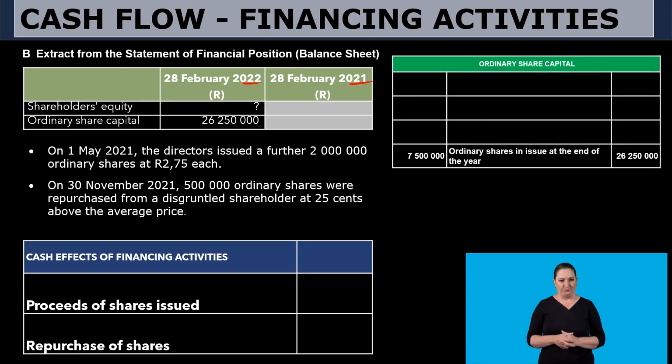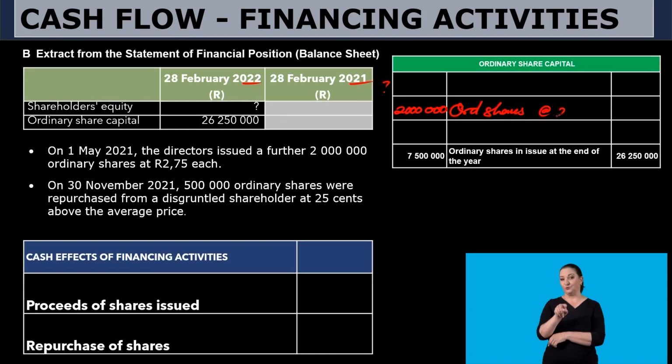Okay, so we are told here that on 1 May, the directors issued a further 2 million. So that means at the beginning we had an amount here, but we issued a further 2 million. So we come here, then we issue a further 2 million. All right, so this is 2 million ordinary shares that are issued at R2.75. Okay, have your calculators ready? How much in rands is that going to be? That gives you 5,500,000 over there.